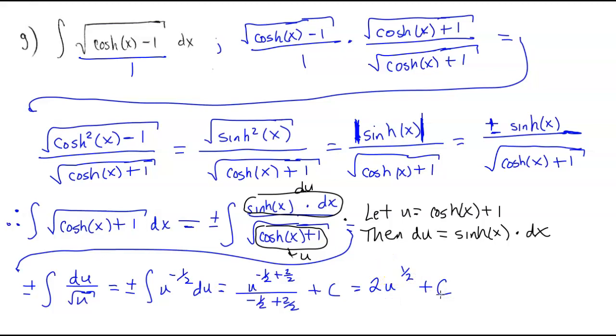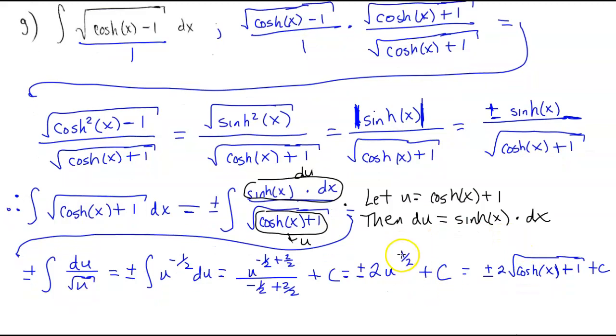And so we see that I need to go ahead and write this plus or minus in there. So we don't want to forget that. So we got that, and then of course we got the plus or minus here. And thus this will be plus or minus 2 square root of, and of course our u is just going to be cosh of x plus 1. And all that's going to be plus constant c there.